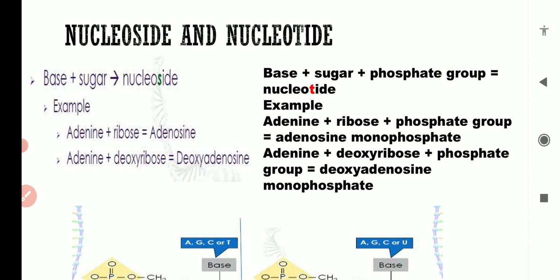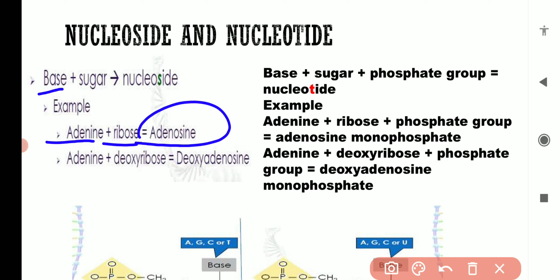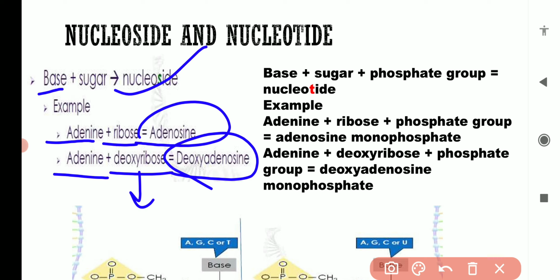So for example, if adenine nitrogenous base is present and ribose sugar is present, in case of RNA, then the name given will be adenosine. Okay, likewise if adenine is present with deoxyribose sugar, in case of DNA, it will be named deoxyadenosine. The nucleoside will be given the name deoxyadenosine.